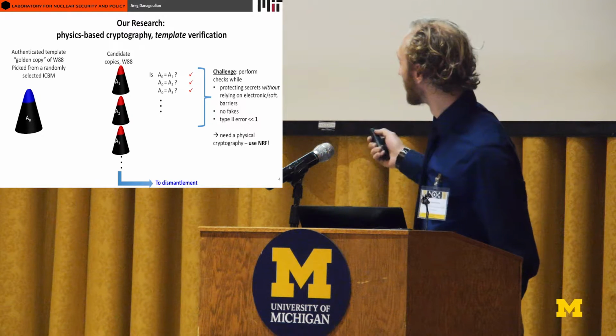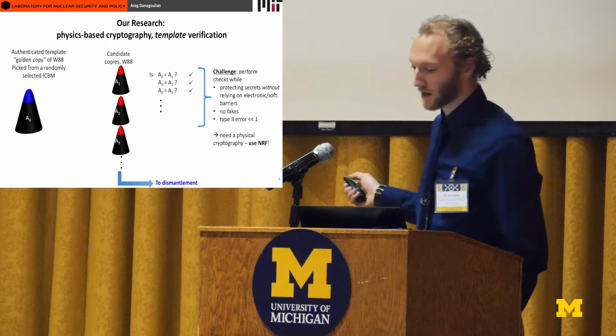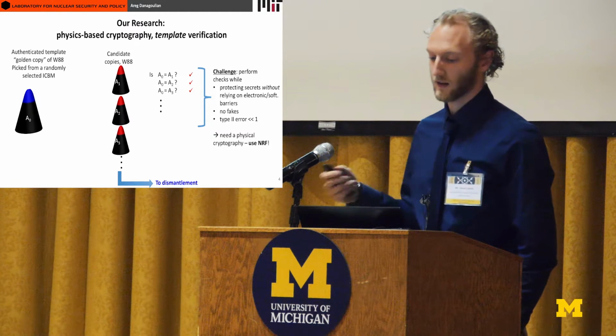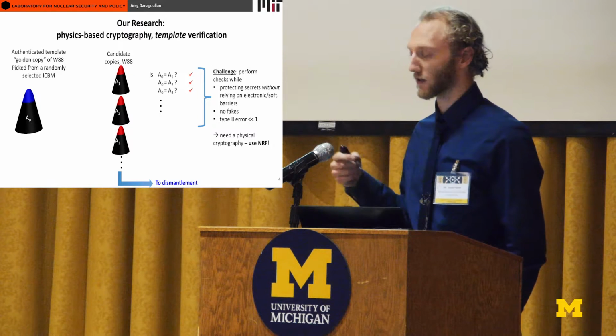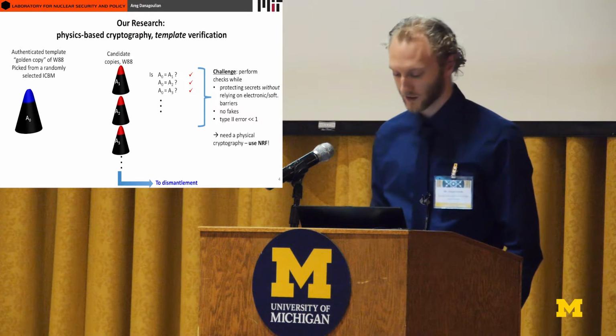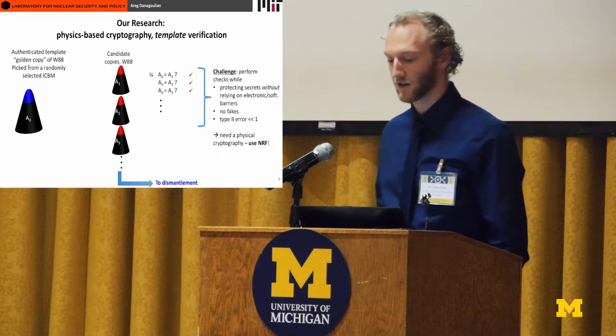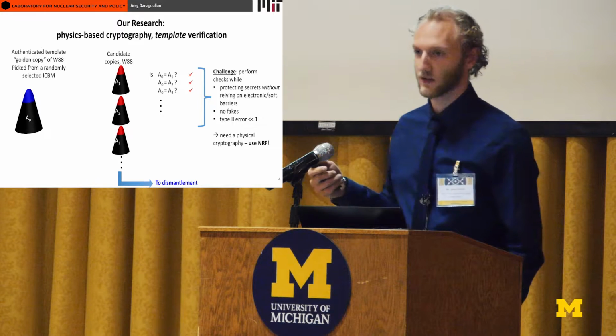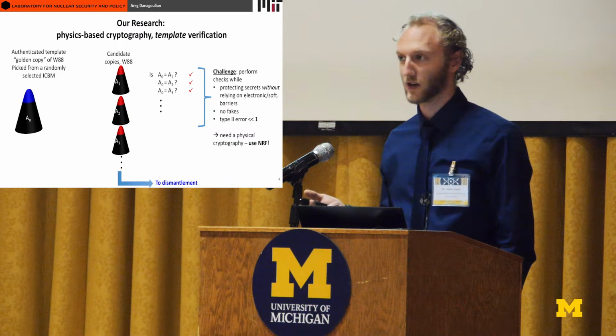So you go through your list of warheads, you check whether A0, your golden copy, is equal to A1, your candidate, is A0 equal to A2, A3, and so on and so on. And if they are, you can send them to a dismantlement queue. Now the challenge in all this is to perform these checks. As Areg mentioned, there's the completeness, soundness, and zero knowledge requirements.